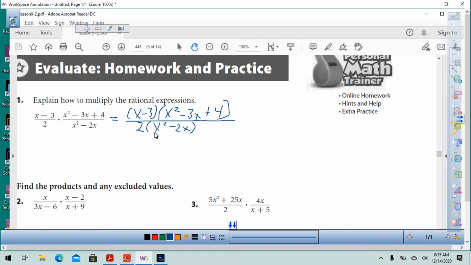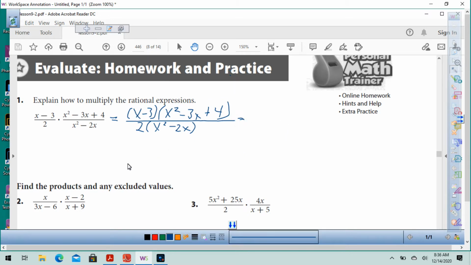Now, a lot of people like to factor these first so they can simplify first, and that makes things a little easier. If we factor this, we've got x minus 4 times x minus 1. And then down here you would have x times x minus 2. There's nothing to factor out, so you're just going to have to do the multiplication.